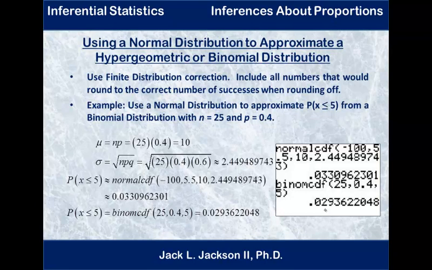And notice this gives us approximately 0.033. The true probability that x is less than or equal to 5 from a binomial CDF would be n is 25, p is 0.4, and we're going up to and including 5. That's 0.029. So if you round off to 2 decimal places, they're both 0.03. So they're pretty close, although not exactly the same.